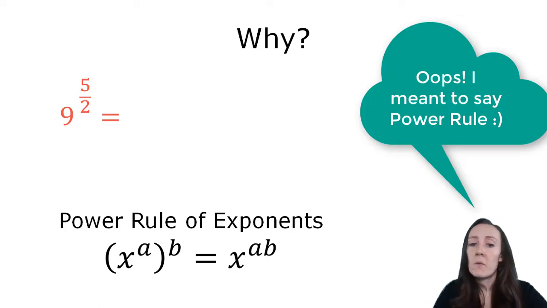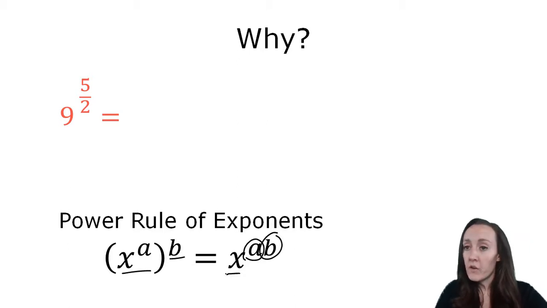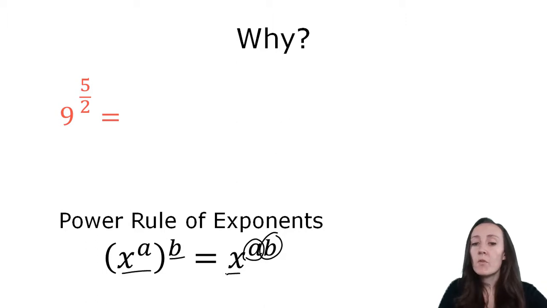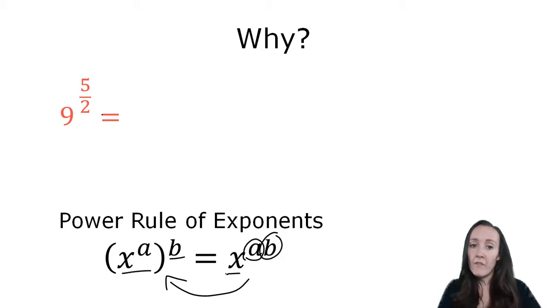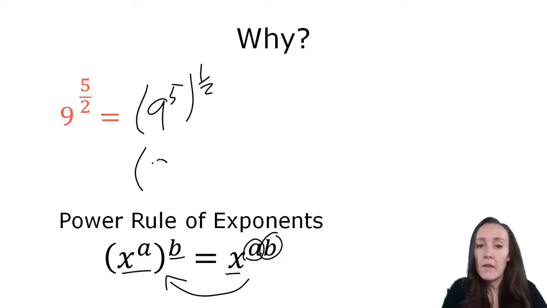And the product rule of exponents says that if you have a power raised to a power, you can multiply those two powers together, or the two exponents together, for a simplified version of the expression. And you can also use this rule in reverse. So in this example, what I'm basically doing is saying, okay, well, 5 halves, I could split that into 2 factors, where I have 9 to the 5th raised to the 1/2. Or I could also split it the other way, where I have 9 to the 1/2 to the 5th power.